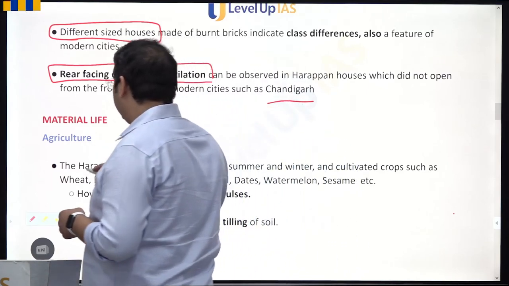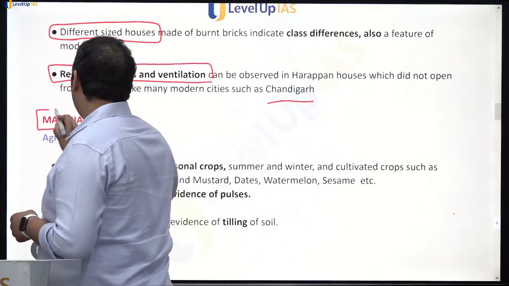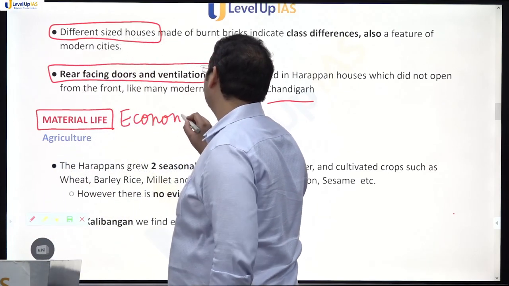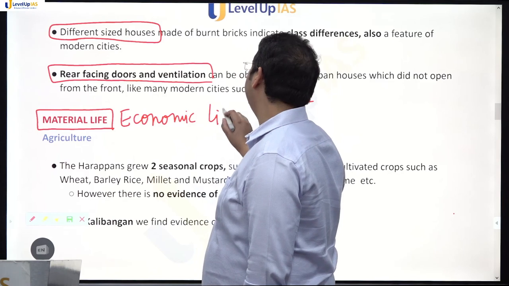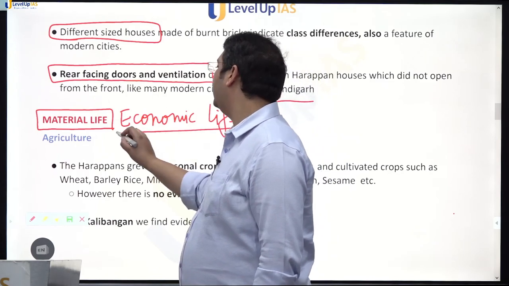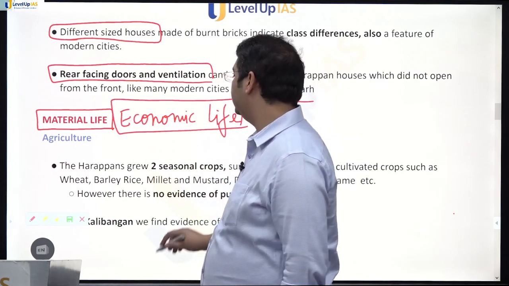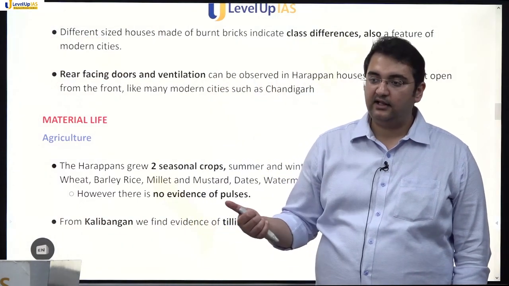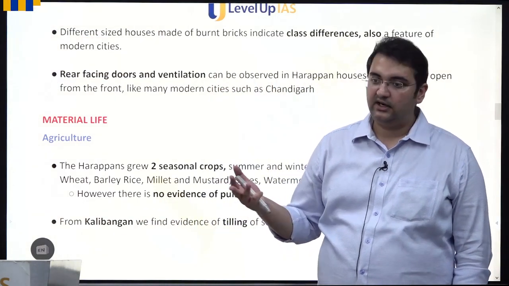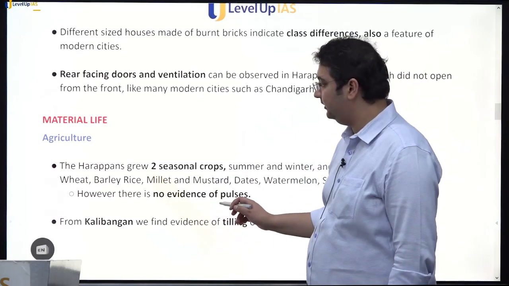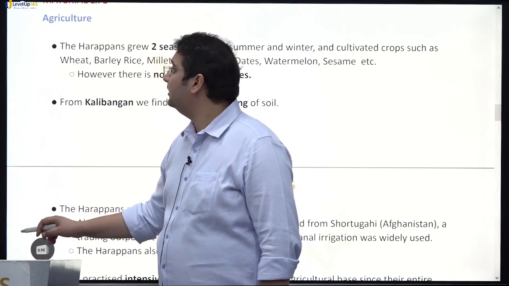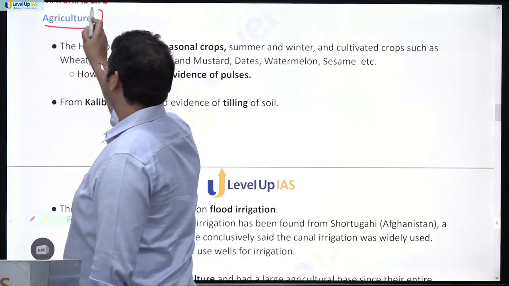Now talking about the material life or the economic life of the Harappan people. So here we have to talk about their agriculture, their craft production, their trade and commerce. Okay? Talking about their agriculture.